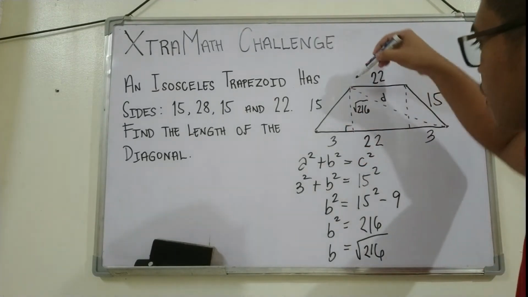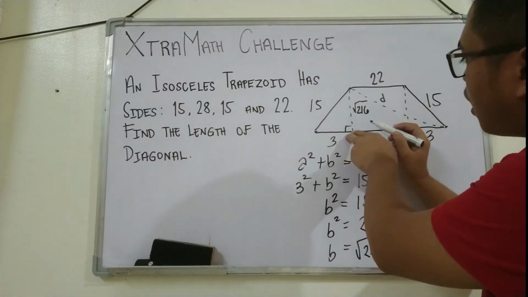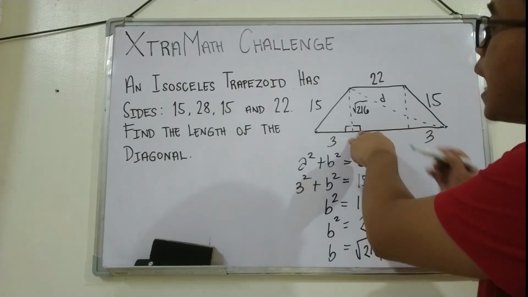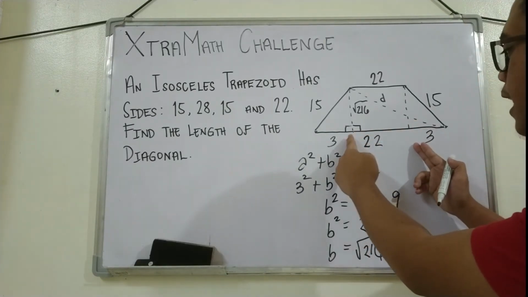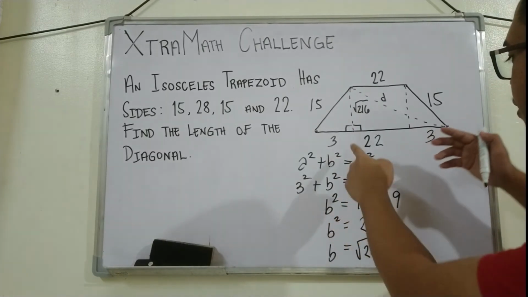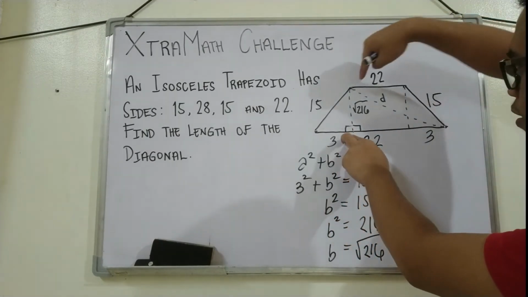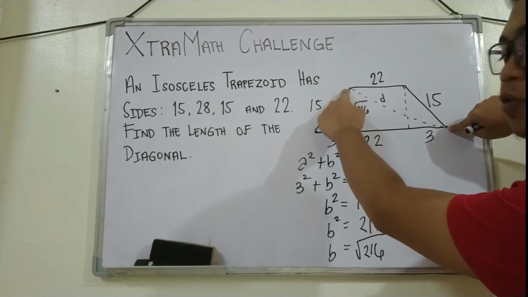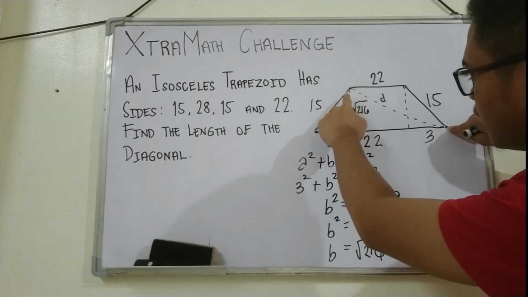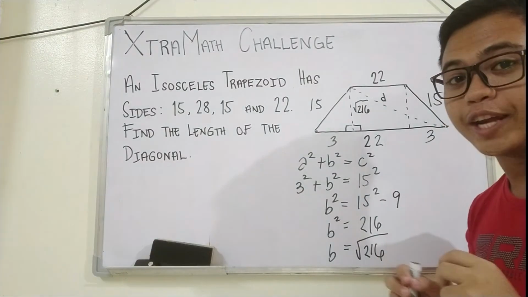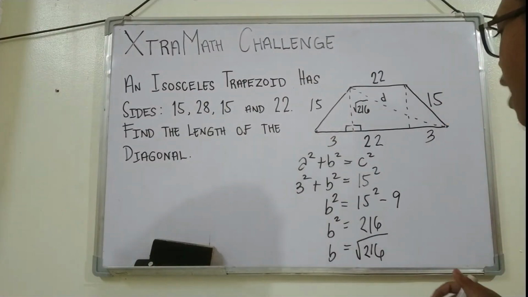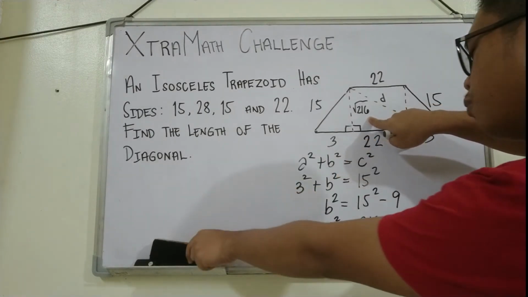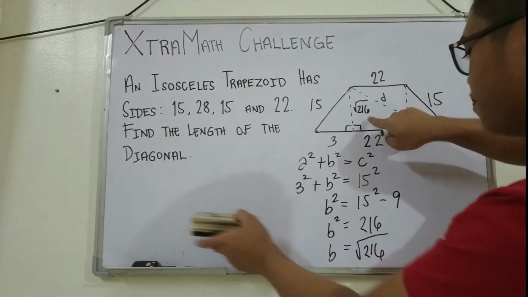And since this line is perpendicular to the base, therefore this is also a right angle. And as you can see, we have formed another right triangle, diba? This is the first leg, and this is the second leg, and the diagonal of our trapezoid is the hypotenuse of our right triangle. Okay? Now, if this is our first leg, we will be going to deal again with the Pythagorean theorem.